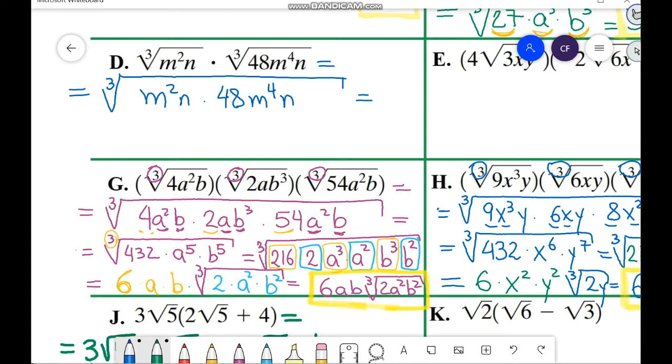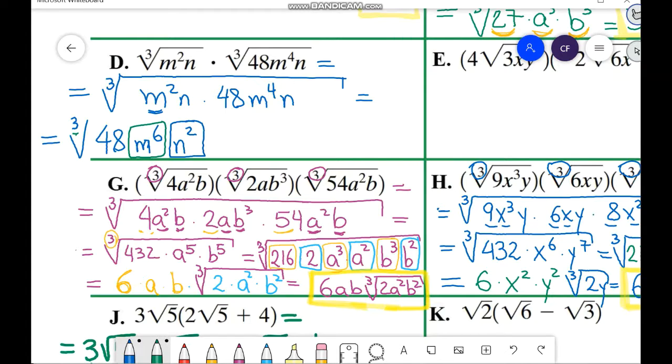Now put together, and we're going to combine the numbers, multiply the numbers. You don't have a lot of numbers, just 48. So 48, and the variables: m squared with m to the 4th, m to the 6th, and n is just n squared. Check it out. We can simplify this. Yes, we can, because we have a cube. We can divide.